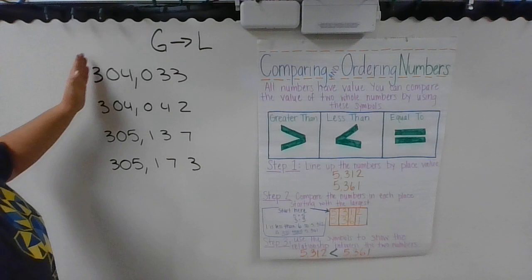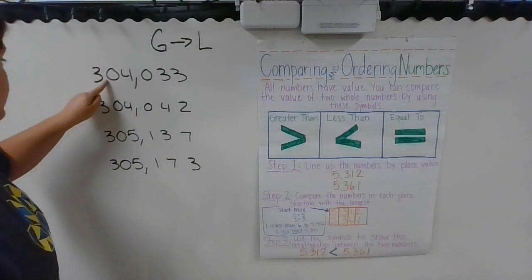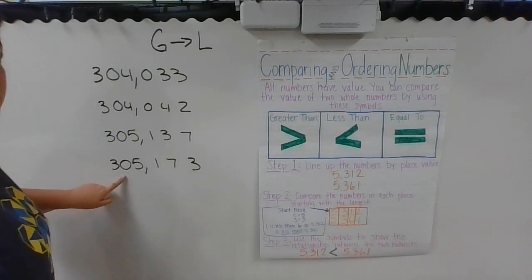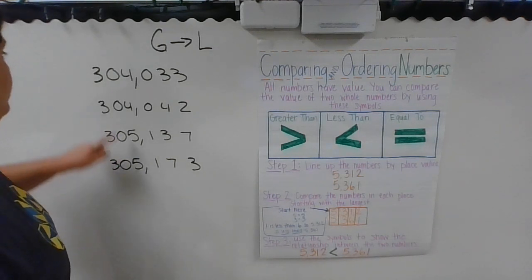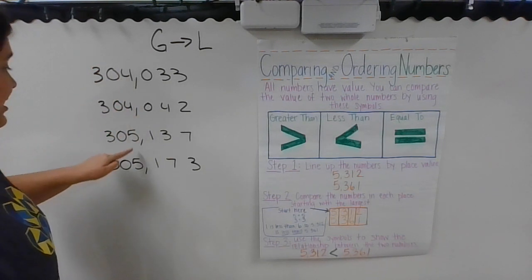So we need to now go over to the 10,000s place value. Going down, they're all 0. They're still the same. Let's move on. The thousands place value. Oh, I see a difference.